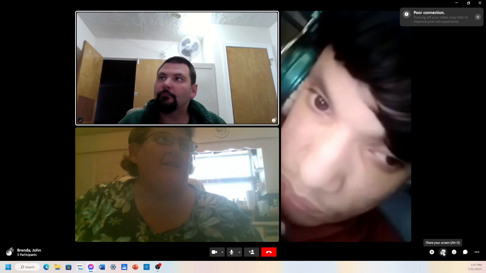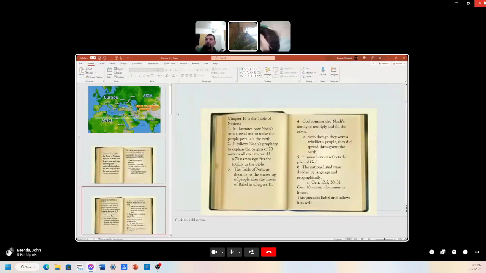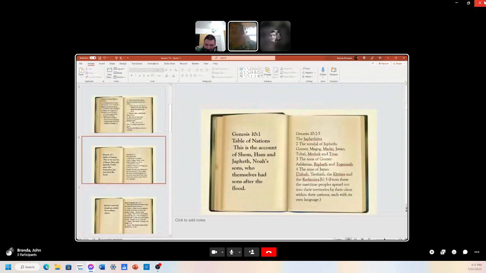The table of nations documents the scattering of people after the Tower of Babel in chapter 11. God commanded Noah's family to multiply and fill the earth, and this is where you get that. Even though they were a rebellious people, they did spread throughout the earth. But the Table of Nations mainly showed me just around the Mediterranean Sea. Again, it also says that human history reflects the plan of God. The nations listed were divided by language and geographically, especially after chapter 11, which we'll find out why that is next week.